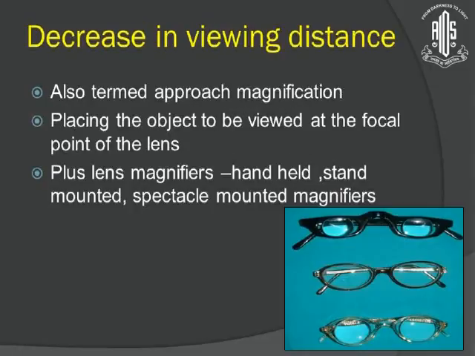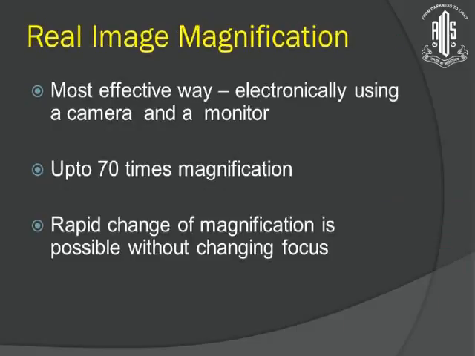A decrease in viewing distance is the second method. This is also called approach magnification, that is placing the object to be viewed at the focal point of the lens. All the plus lens magnifiers, including handheld, stand-mounted, and spectacle-mounted, make use of this principle. Real image magnification is the most effective way, like the commonly used computer monitor.